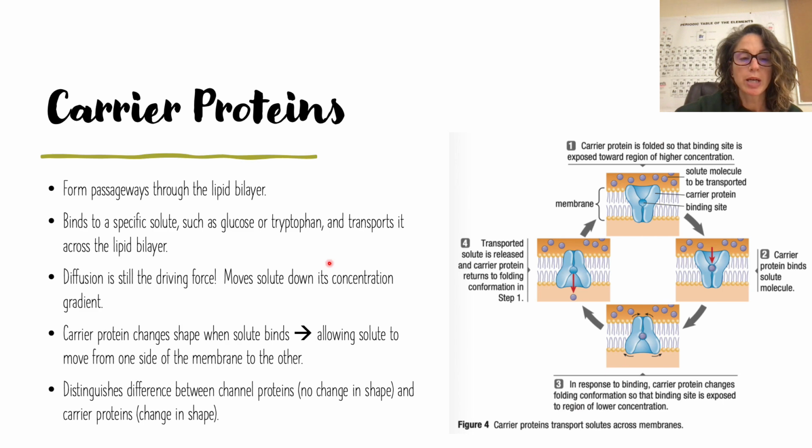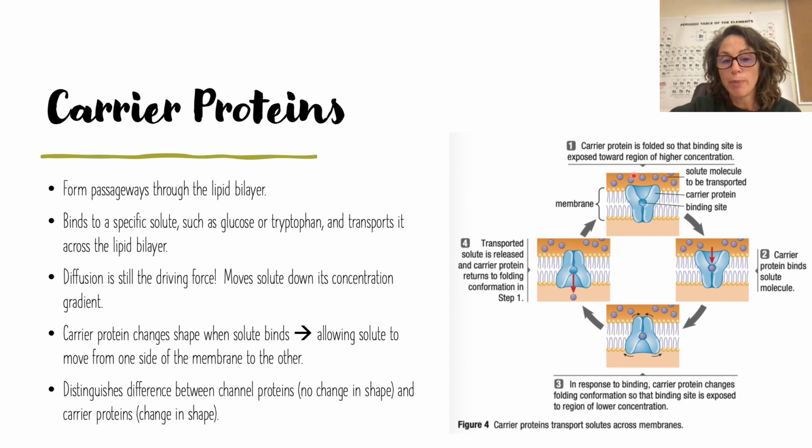So how these work is they will bind to their specific solute. So they're going to be solute specific. So for example, we could be looking at one like glucose. That would bind specifically glucose, and or tryptophan. So tryptophan, remember, is an amino acid, and it is a precursor for which neurotransmitter? I will ask you tomorrow.